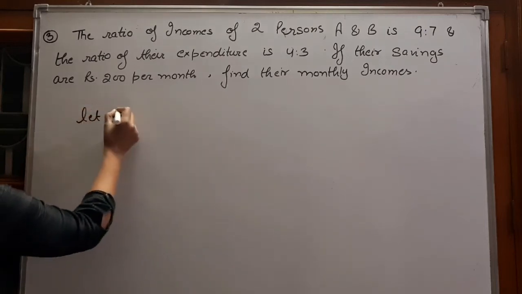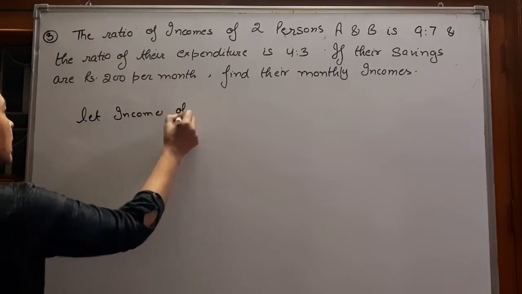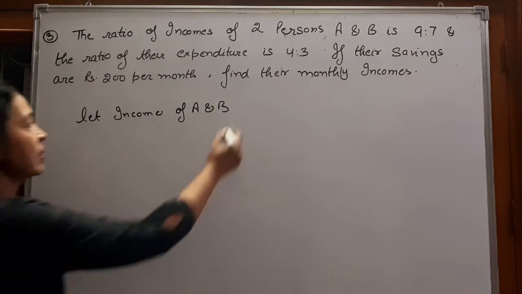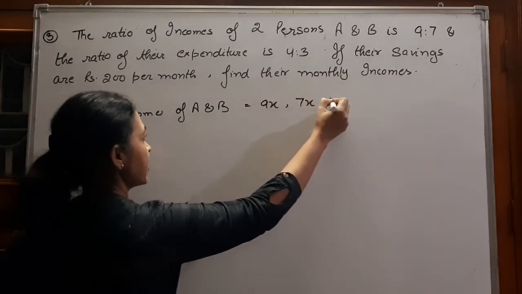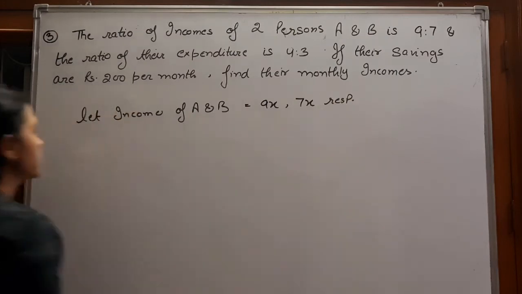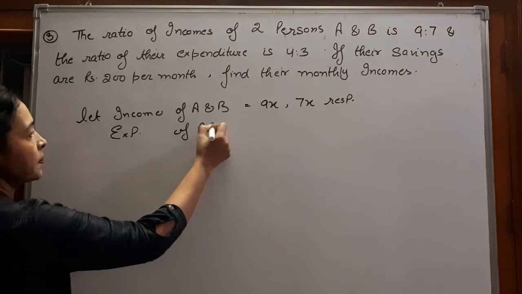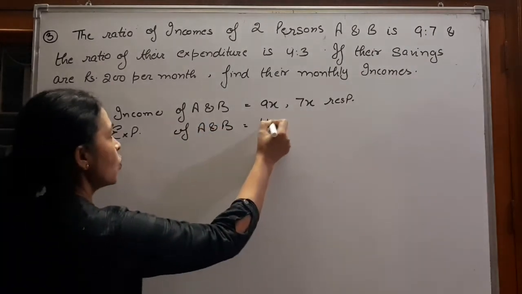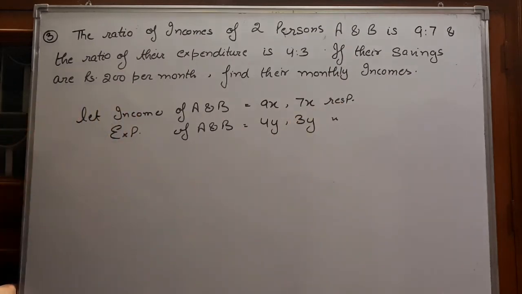Let the incomes of A and B, whose ratio is given as 9:7, be 9x and 7x respectively. And the expenditures of A and B, whose ratio is given as 4:3, be 4y and 3y respectively.